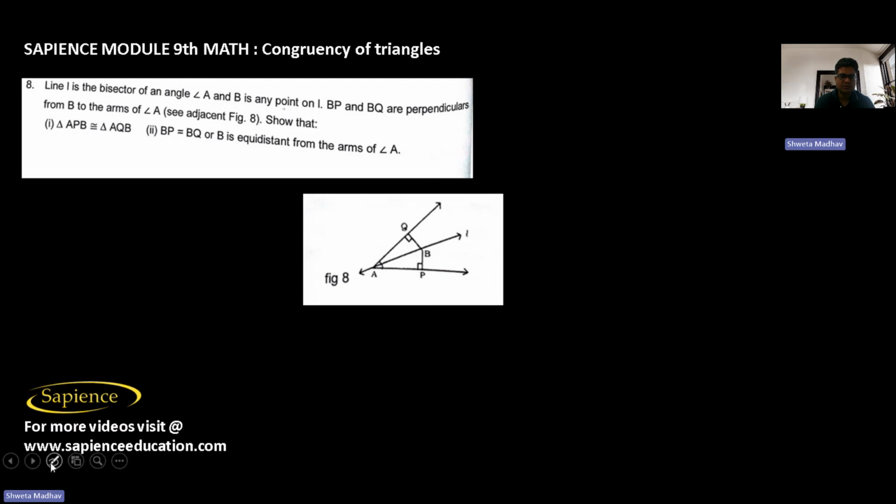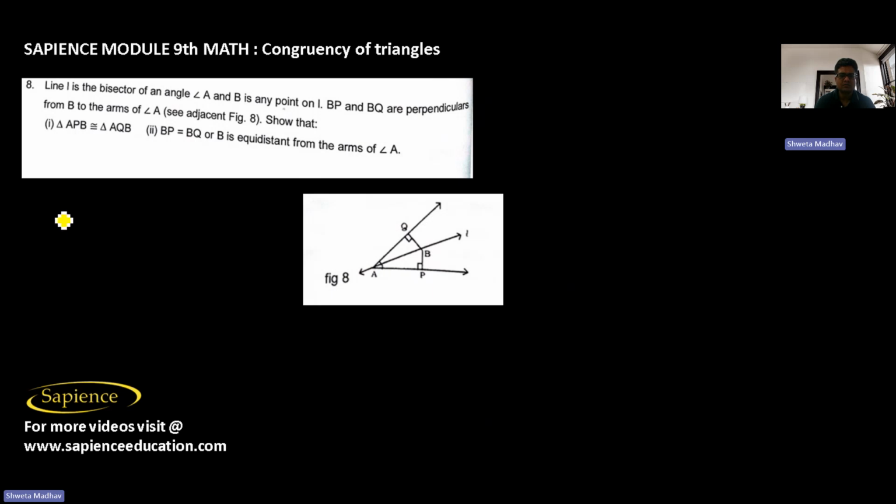In question number 7, it has been told that line L is the bisector of angle A and B is any point on the line L. BP and BQ are perpendiculars from B to the arms of angle A. Show that triangle APB is congruent to triangle AQB and BP equal to BQ, or B is equidistant from the arms of angle A. That we have to prove.